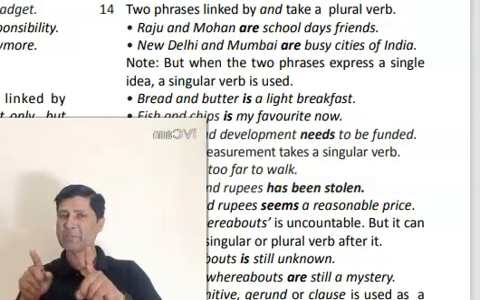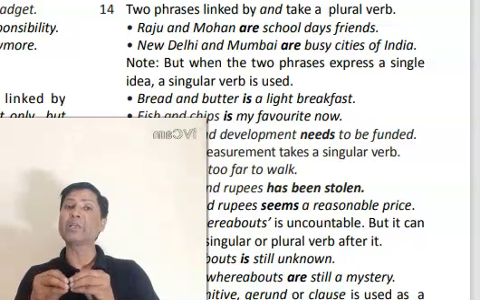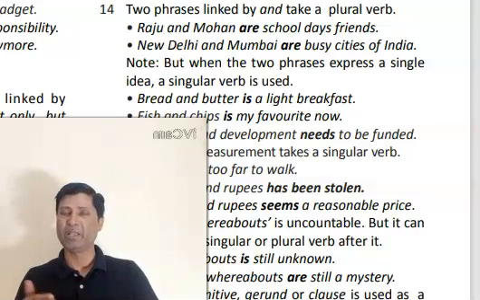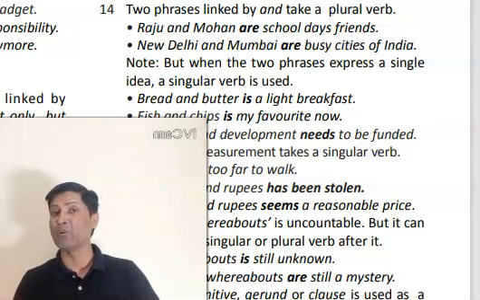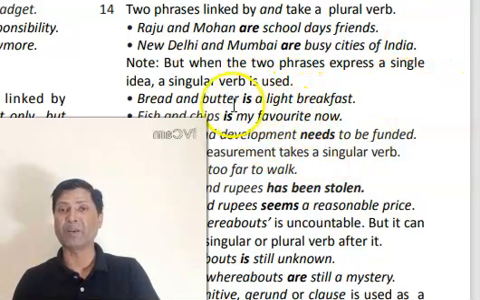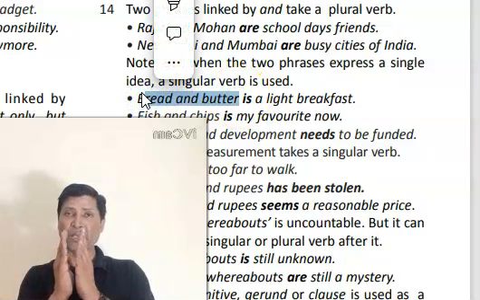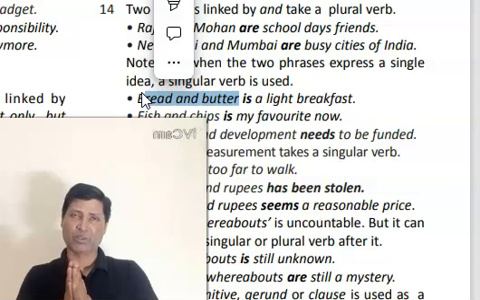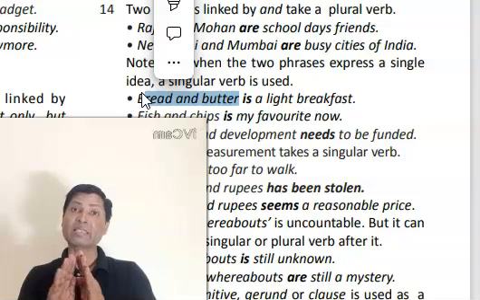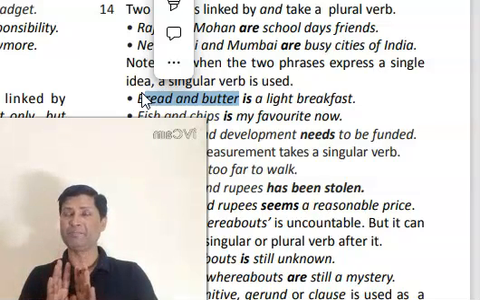So Raju plus Mohan. But when two nouns are connected with and but give a single idea, then the subject is followed by a singular verb. For example, bread and butter is a light breakfast. So here bread and butter is making one complete whole, and that is breakfast. Though they are connected with and, they are not considered separate. The concept should be kept clear.